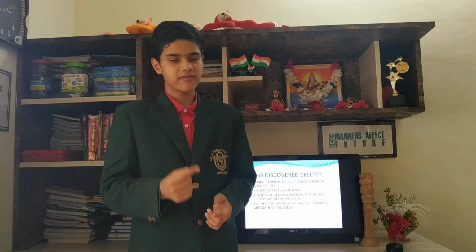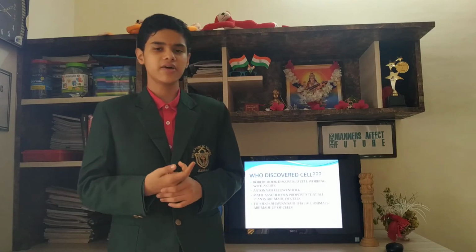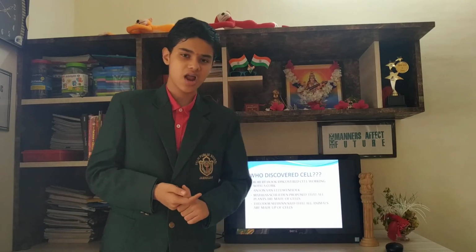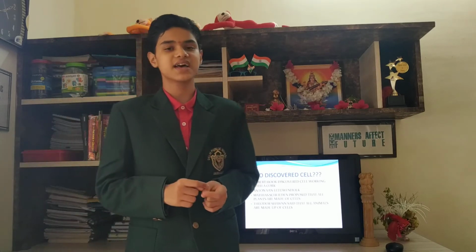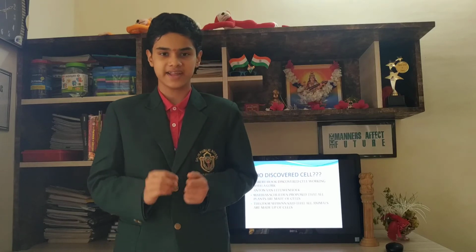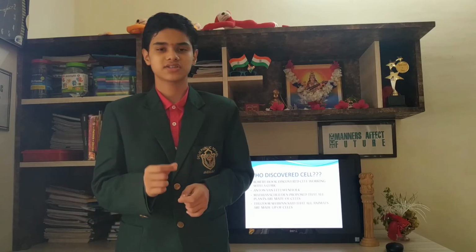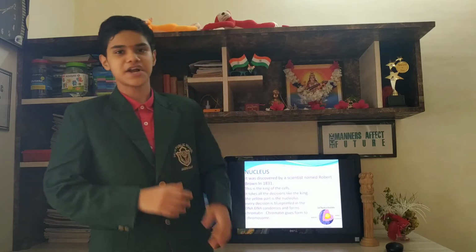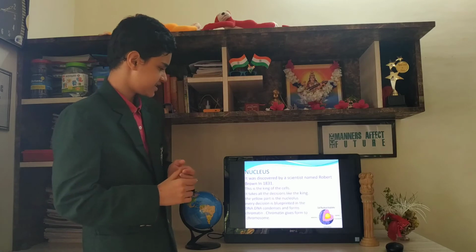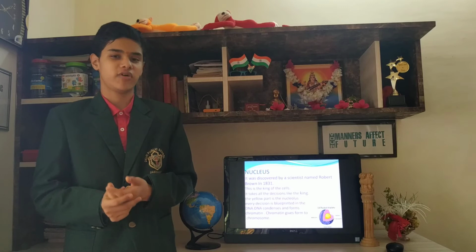But who gave him the microscope? Yes, it was Anton von Leeuwenhoek who gave him the microscope. And some more scientists were there. The one who proposed that all plants are made up of cells was Matthias Schleiden. And the one who proposed that all animals are made up of cells was Theodor Schwann. Now let's get into the king of the cell. It is the nucleus. The nucleus was discovered by a scientist named Robert Brown in 1831.